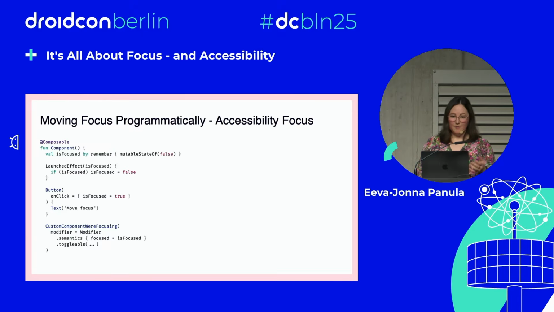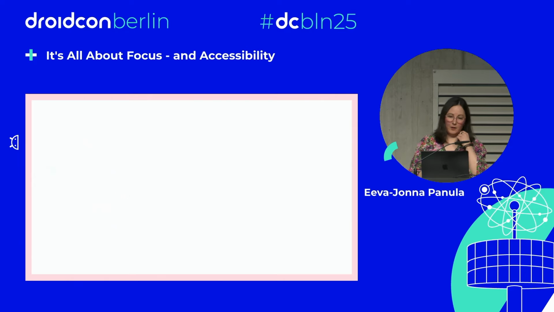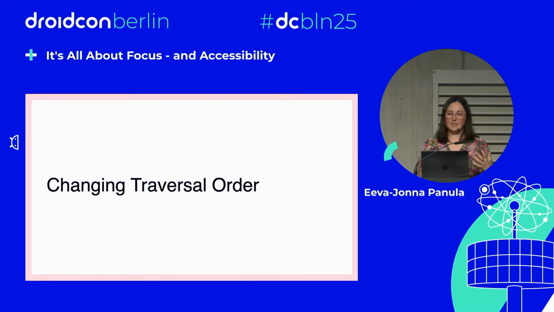All right, so now we have the ability to move focus programmatically. And then we have one last thing in this section. Sometimes we need to change the traversal order, so the focus order. Basically, the order in which the focus moves on the screen. By default, when the user starts navigating through the screen, they go from the first element that's defined linearly in the component structure. But sometimes we might want to change that.